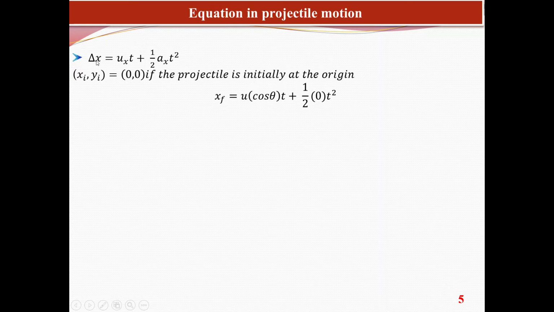We have change in x, which means x final minus x initial. For the time being, we consider that x initial is 0 and y initial is 0. So x final is equal to the horizontal velocity, which is always constant, as I told you before. Therefore, instead of ux, I can put u cos theta multiplied by t, plus the acceleration in the horizontal direction. The velocity is constant, therefore the acceleration is 0. It becomes half 0 t squared. Let me show you using the marker.